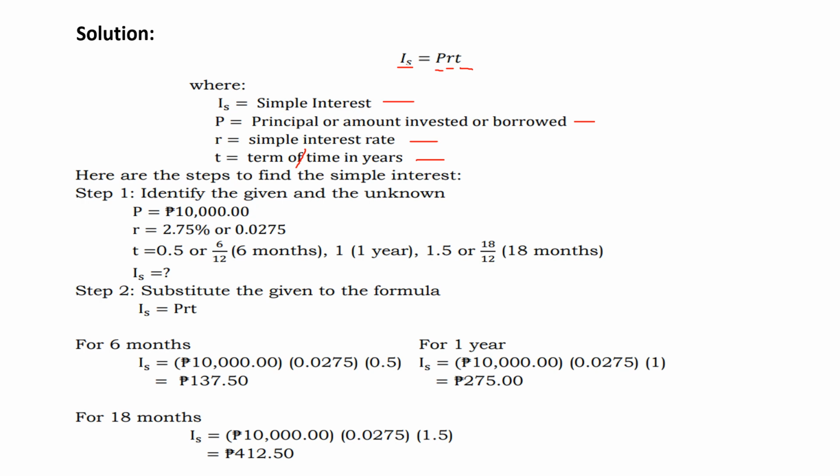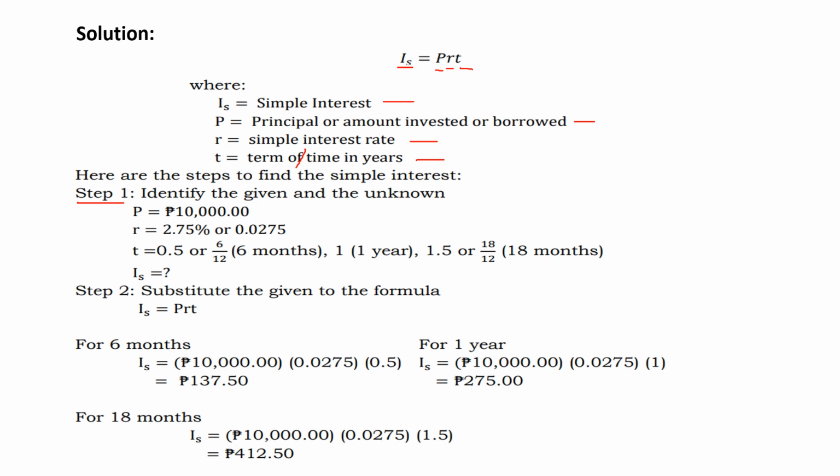Now, step number 1: identify the given and the unknown. Right after reading and some analysis of the given problem, we need to look for the given. You need to identify the given and the unknowns. We can solve for the unknowns by simply looking at the given values, and we can use a certain formula to find the value of the unknown values.